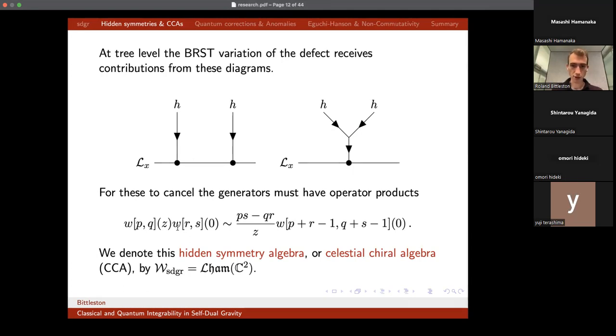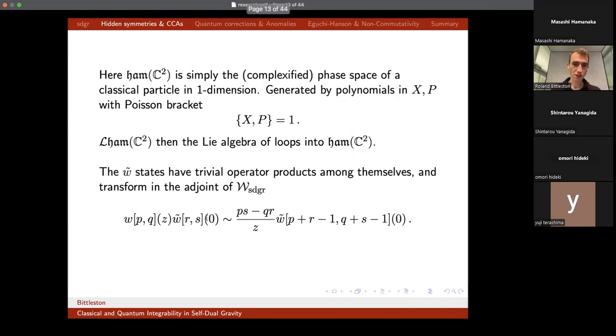I also introduced these W tilde states, which couple to G, and they transform in the adjoint of W_SDGR. So they have the following OPEs. They get hit by a W, and they just reproduce a W tilde. So W with W tilde gives W tilde, and they have trivial OPEs among themselves, so the W tilde W tilde OPE is always 0.